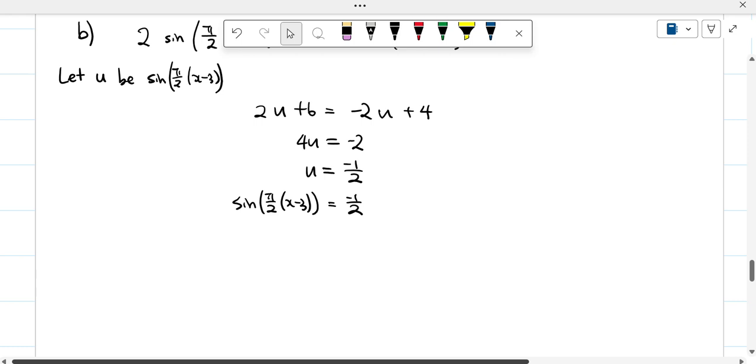I'm still not happy with the pi over 2 times x minus 3, so I'm going to represent v to be pi over 2 times x minus 3. Then my equation becomes much simpler: sine of v is equal to -1 over 2. My next goal is to solve for v, and then I'm going to replace v back with pi over 2 times x minus 3. So I'm going to say goodbye for now.